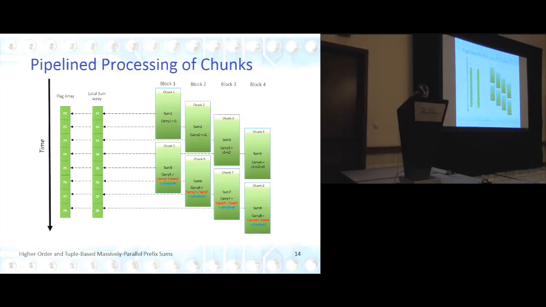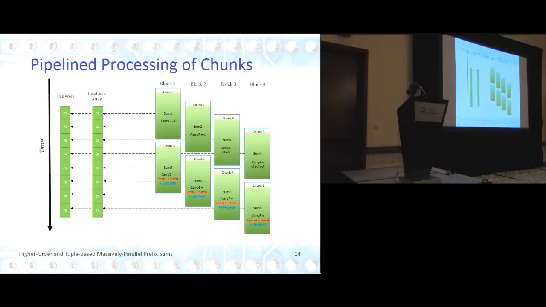Chunk 3 needs to compute the sum 3 first, and all the data that it needs to compute the sum 3 it has from the get-go. So we don't have any data dependency at this level. Once we're done with that, we write the result in the local sum array and then write a ready flag in this second auxiliary array. And then we have to compute the carry.